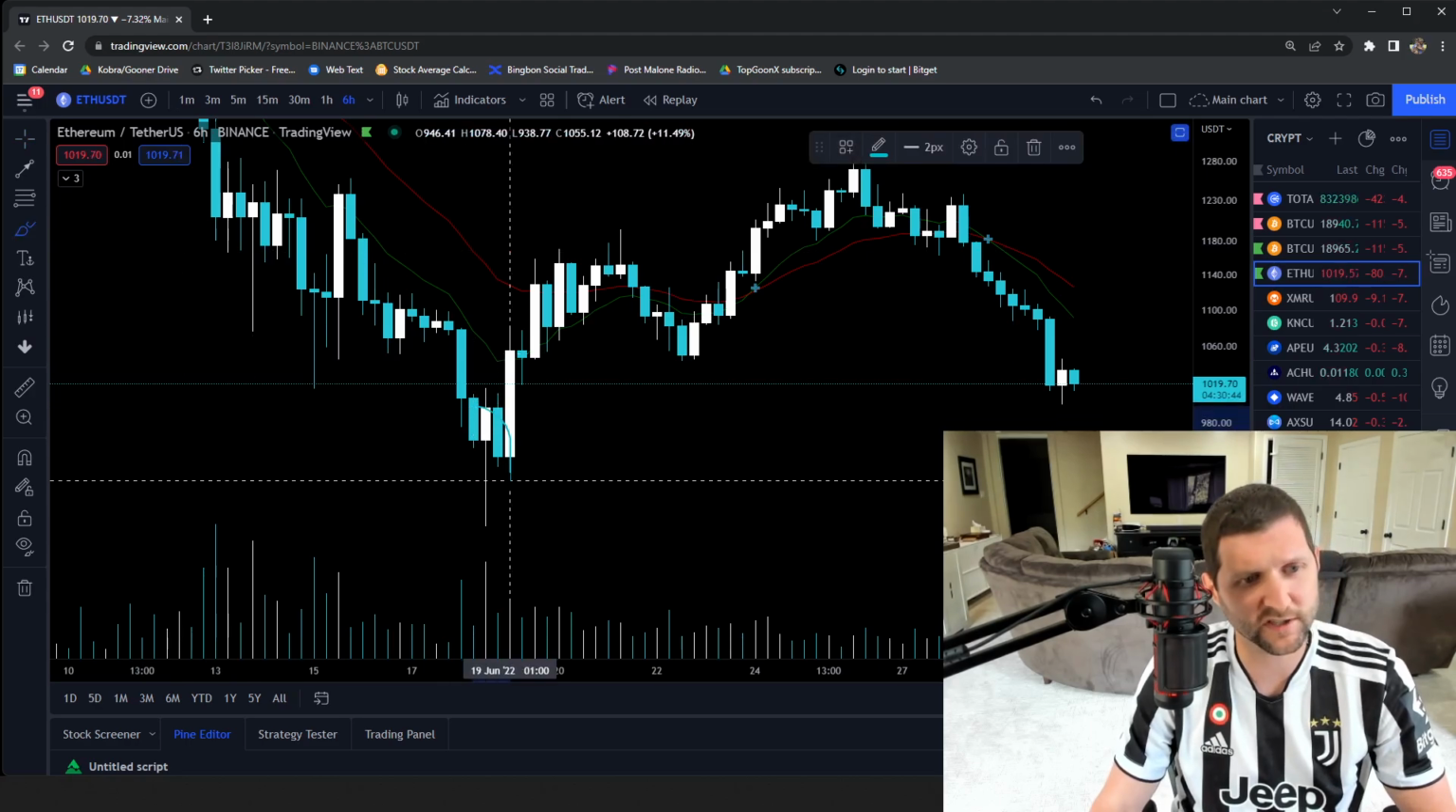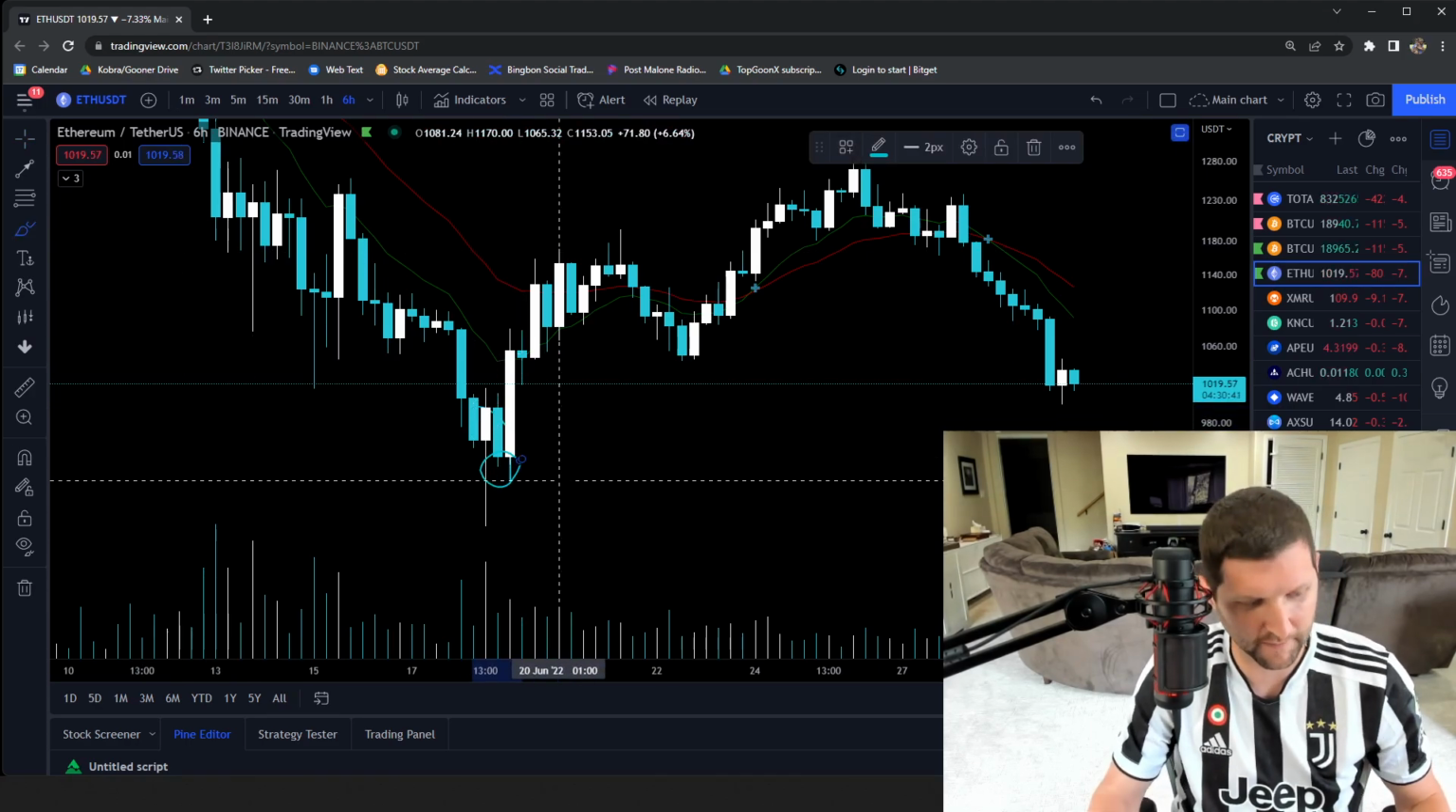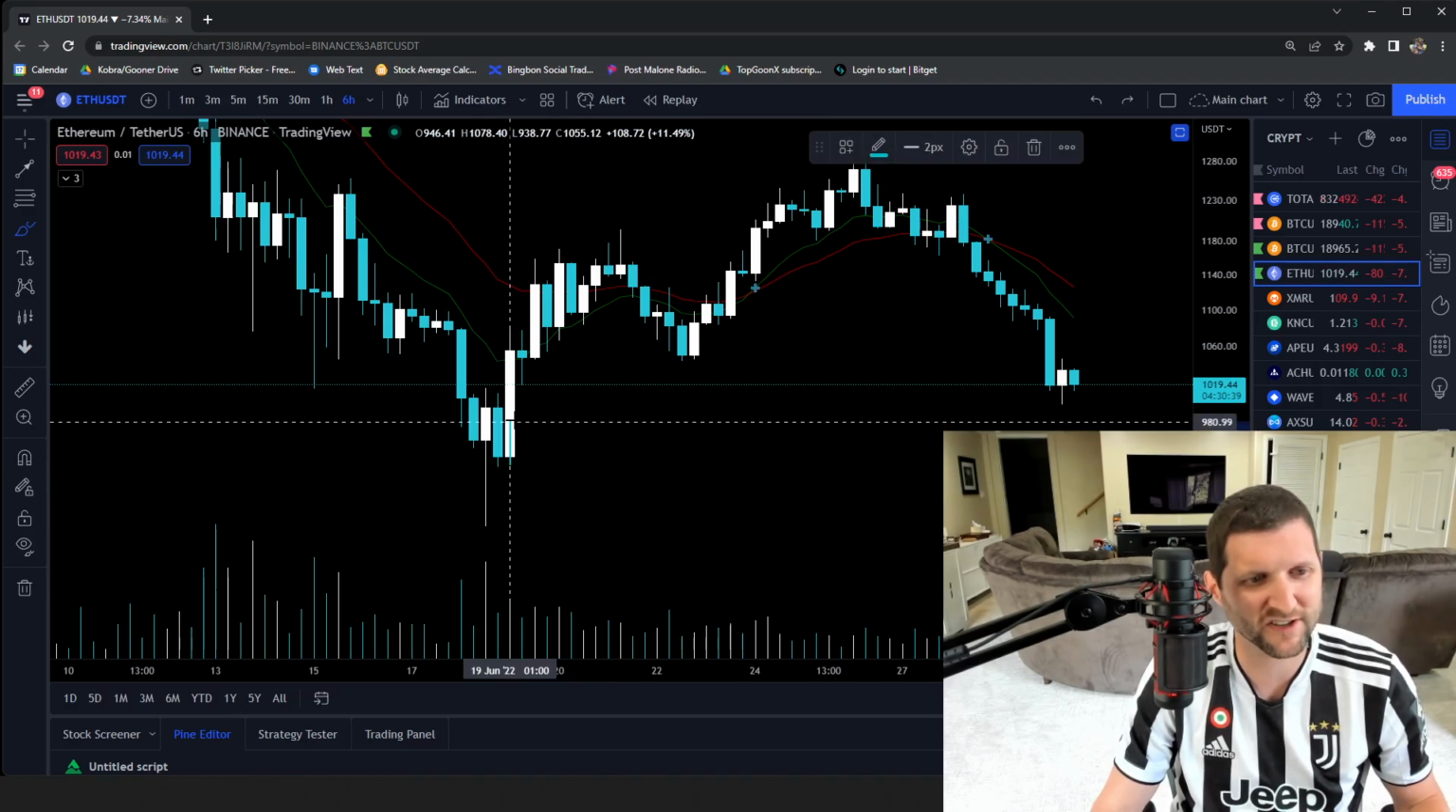So momentum is still going down. I'm not going to try to knife catch down here if I'm buying. I'm going to wait, and I'm going to see, okay, momentum is actually starting to reverse here.